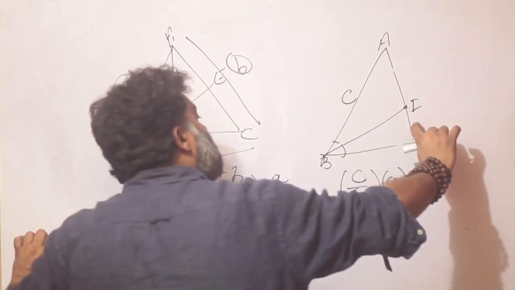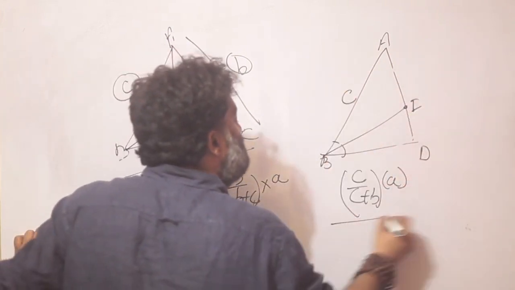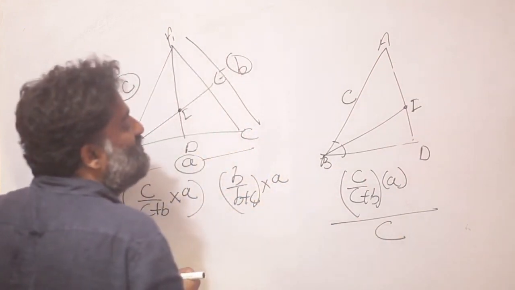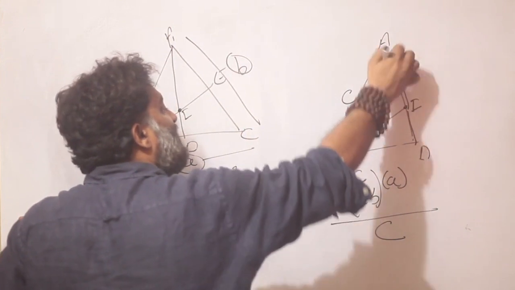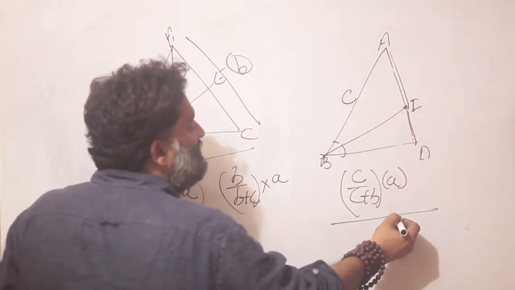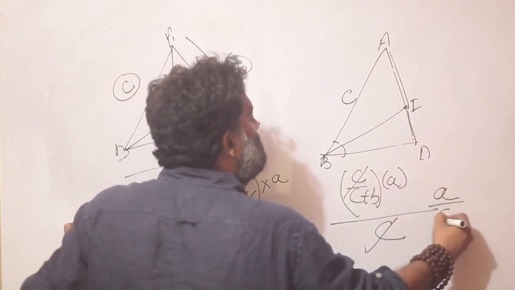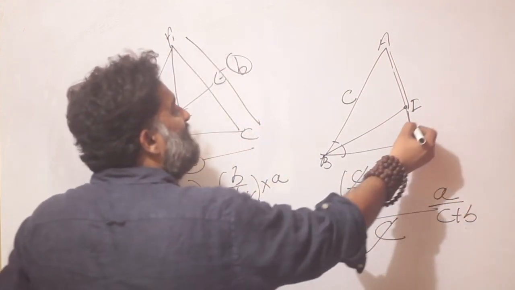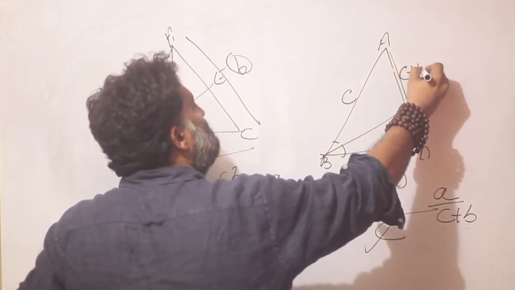That means the ratio of these two parts is going to be the ratio of these two. That means ratio, put this in the denominator, you will get a C. So I am thinking of DI to IA. That means on numerator I have this part, right? And you're pretty much done. Just cancel out the C's and you're left with A upon C plus B. That means this part is going to be A and this part is going to be C plus B.